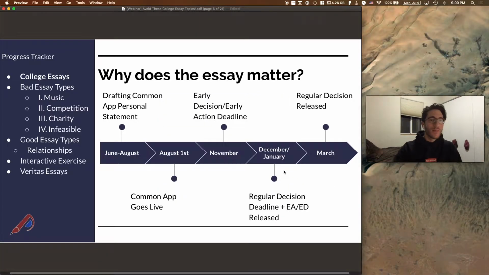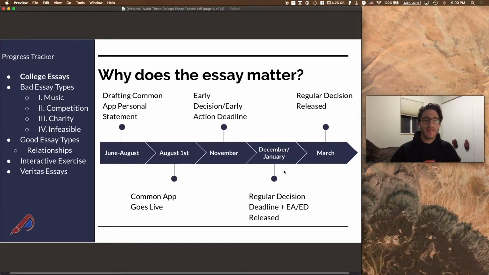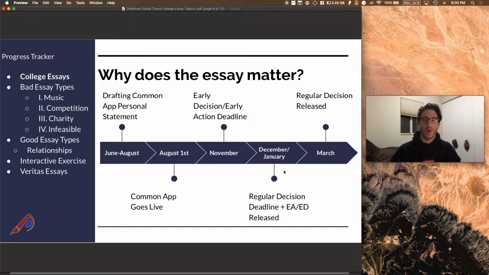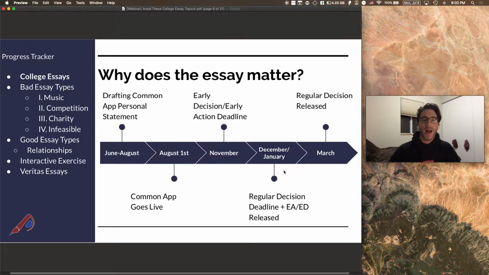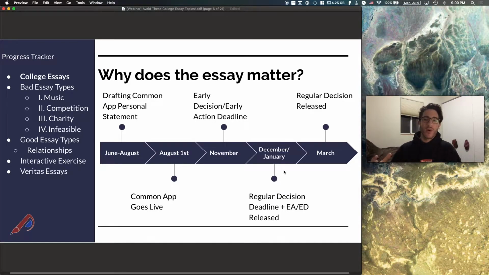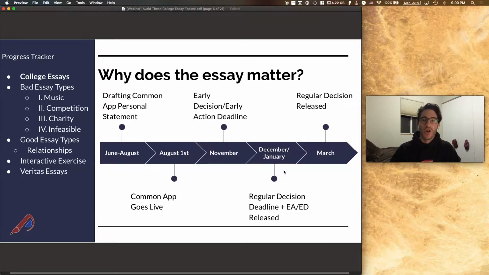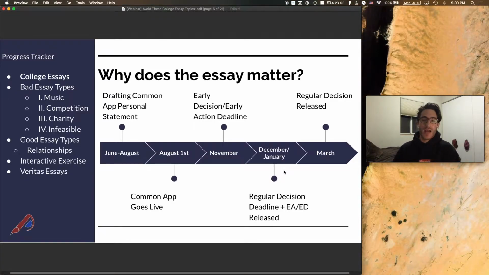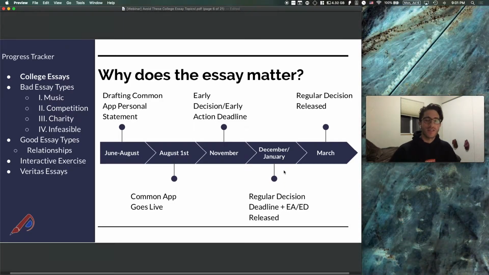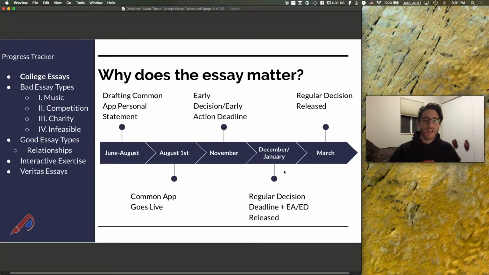On this next slide, the US application timeline is previewed. We recommend that a student attempts to draft their Common App personal statement over the summer months. So when the Common App goes live on August 1st, they can focus on preparing their school-specific supplementary essays and their activity list. Early action and early decision application options fall in November, and regular decision deadlines occur from December into January, coinciding with notification about those early admission. Finally, regular decision for most schools is released in March.